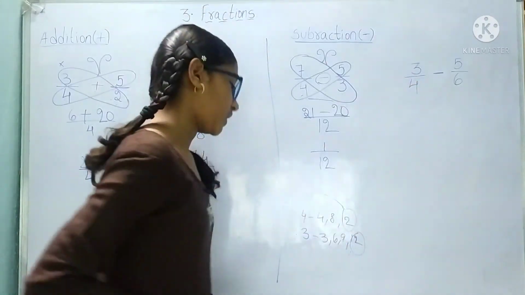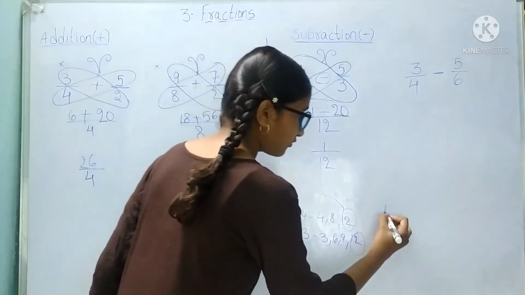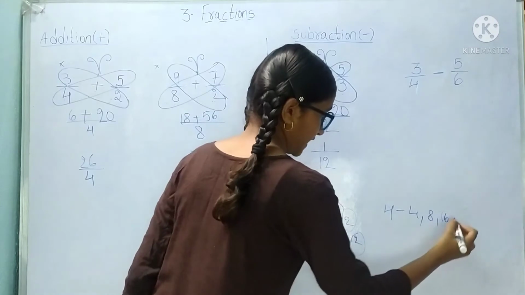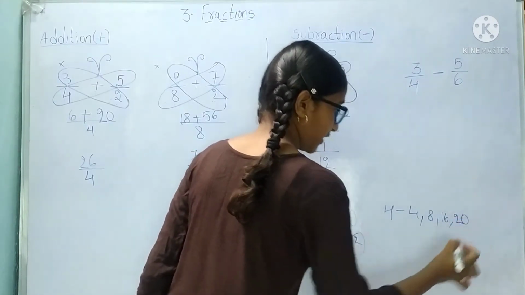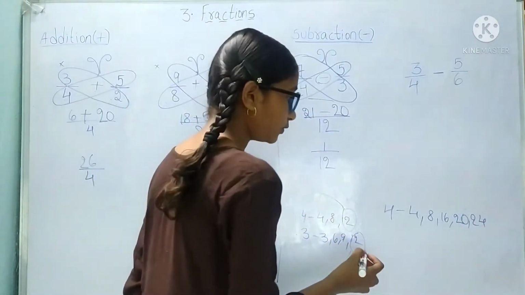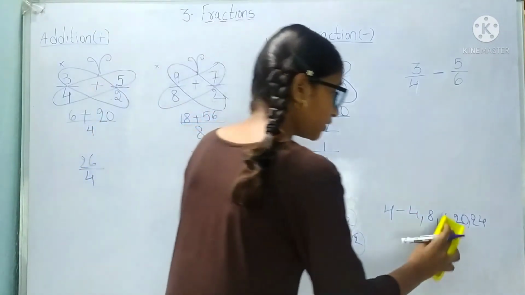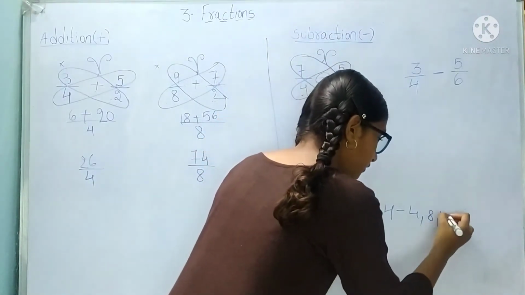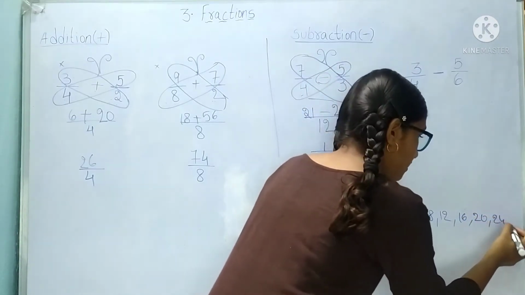So now let's move on to the next one. So 4 and 6 we have to do. So 4 multiples: 4, 8, 12, 16, 20, 24. Sorry, here I had missed one thing. 4 3s are 12. 4 4s are 16, 20 and 24, and so on.